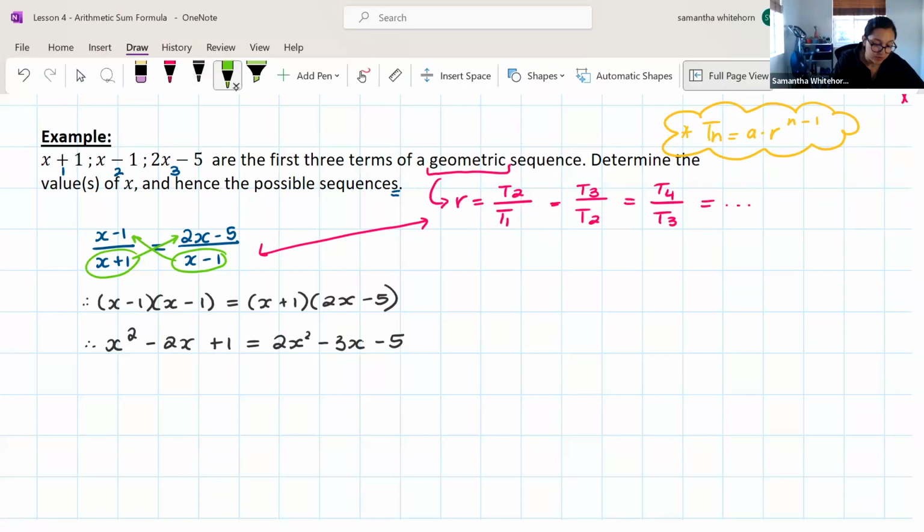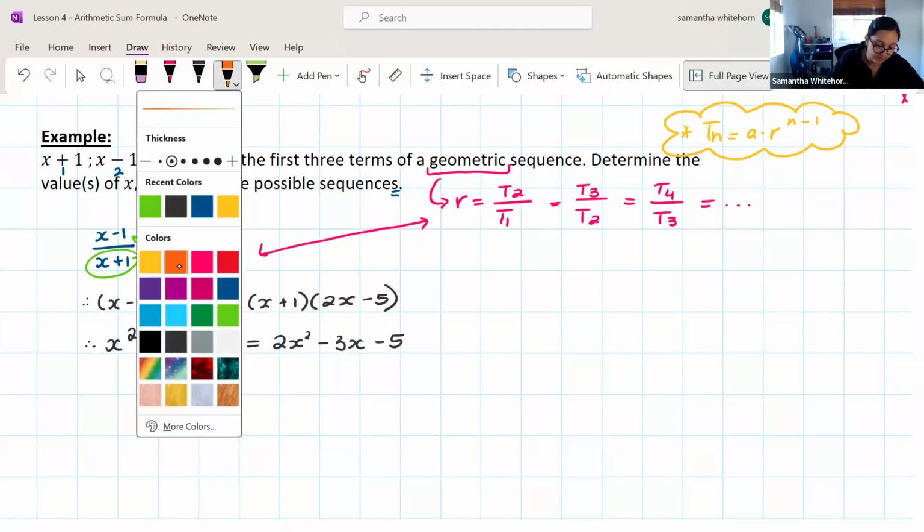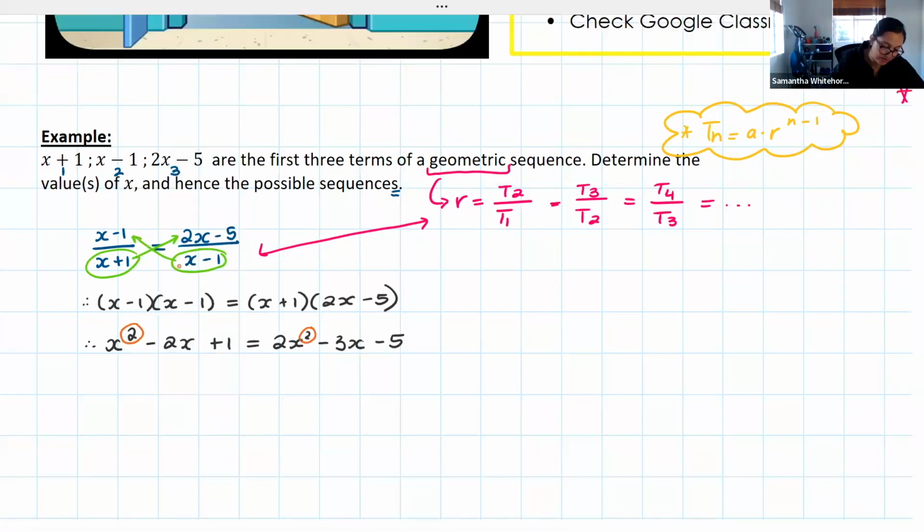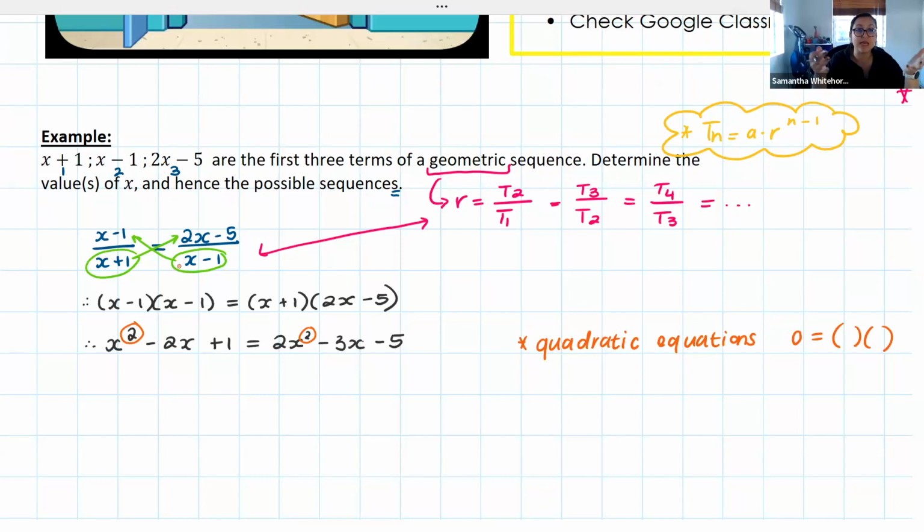Just remember, as well, grade 12s, whenever you have a squared, so an x squared, a p squared, or whatever squared, we have to be thinking about our quadratic equations. And our quadratic equations are the one where we make one side equal to 0, and we factorize in order to get essentially factors that we can make equal to 0 and solve like that.